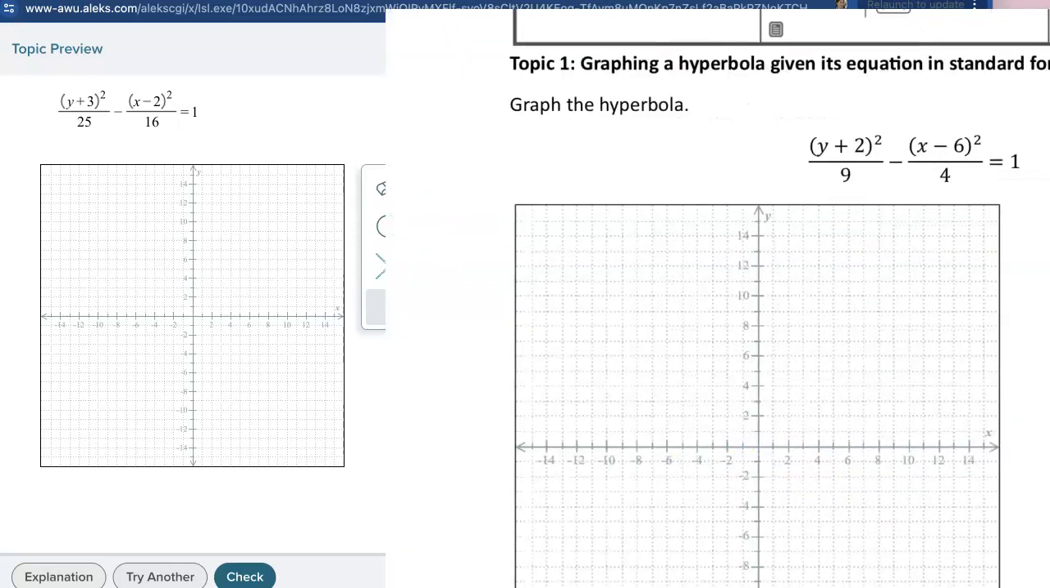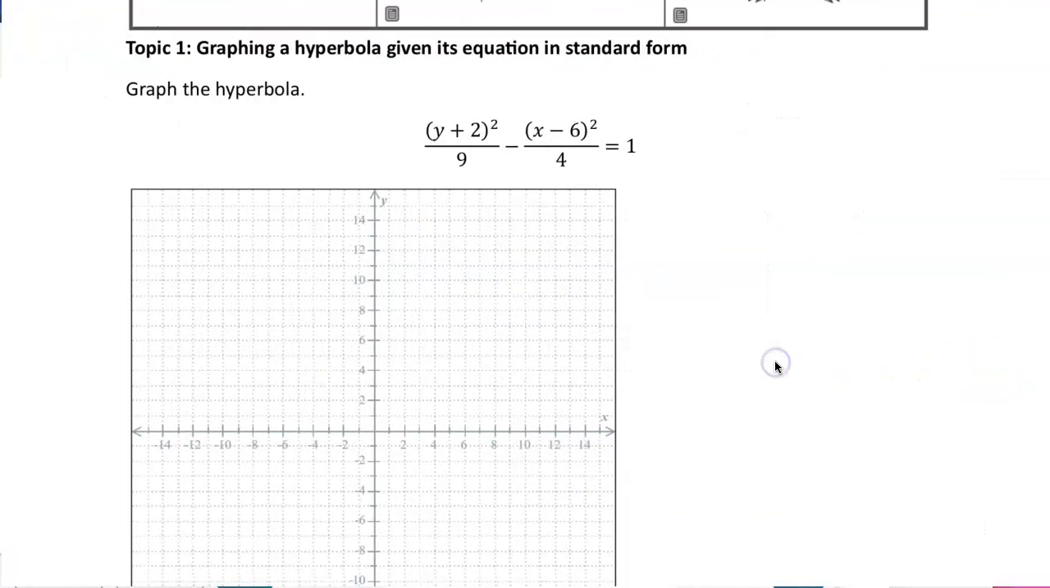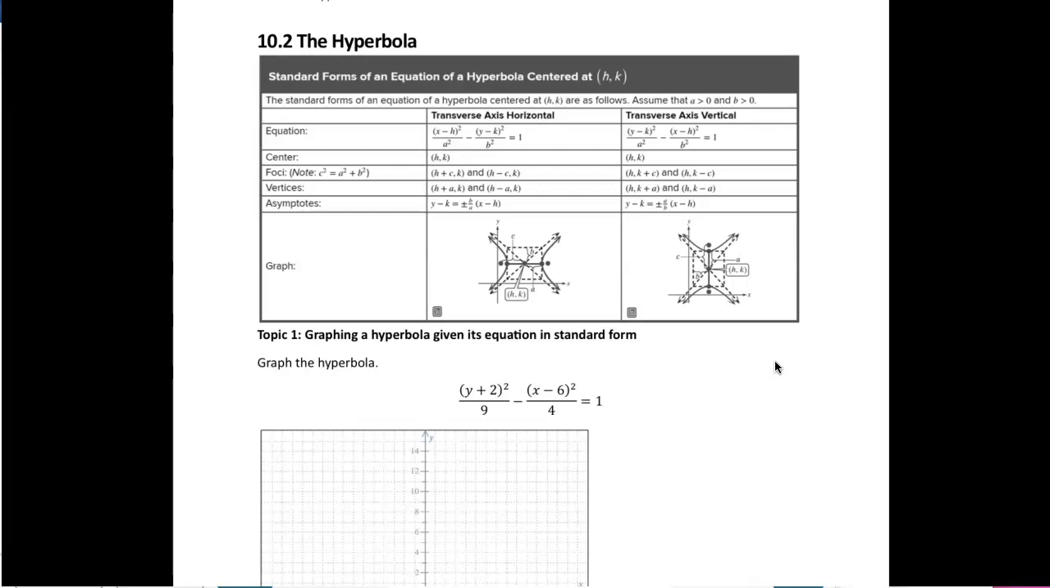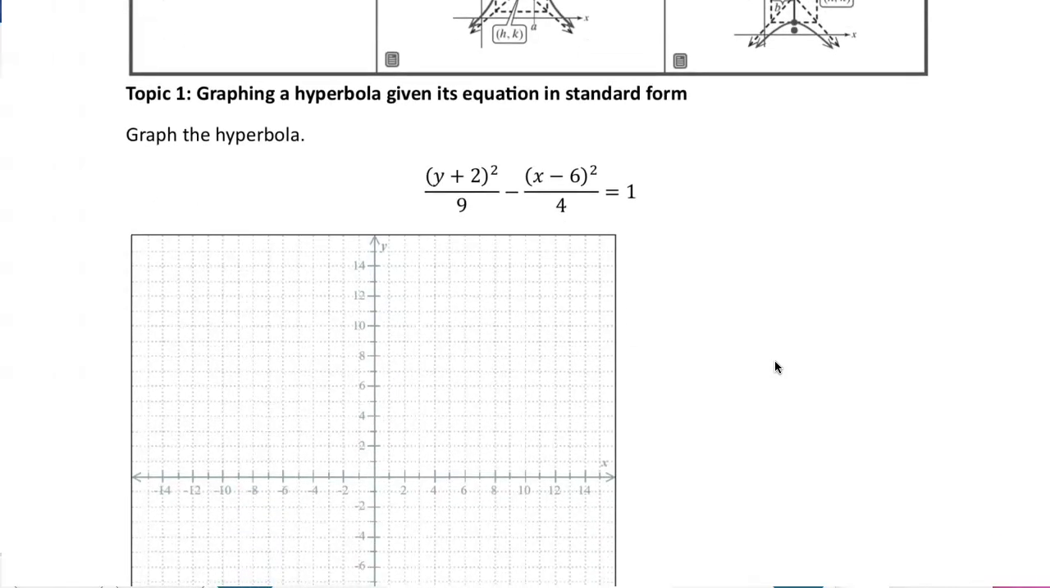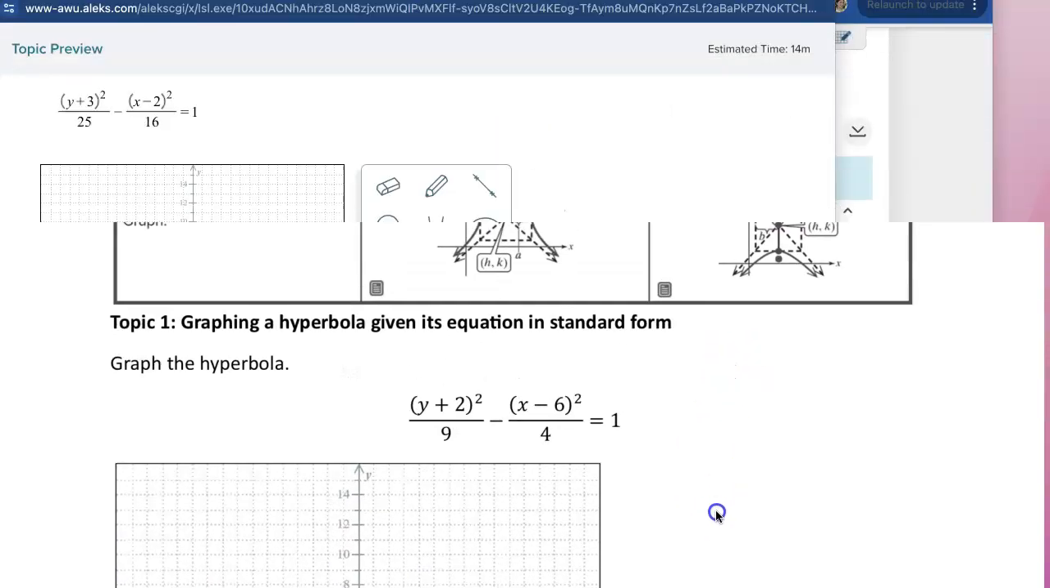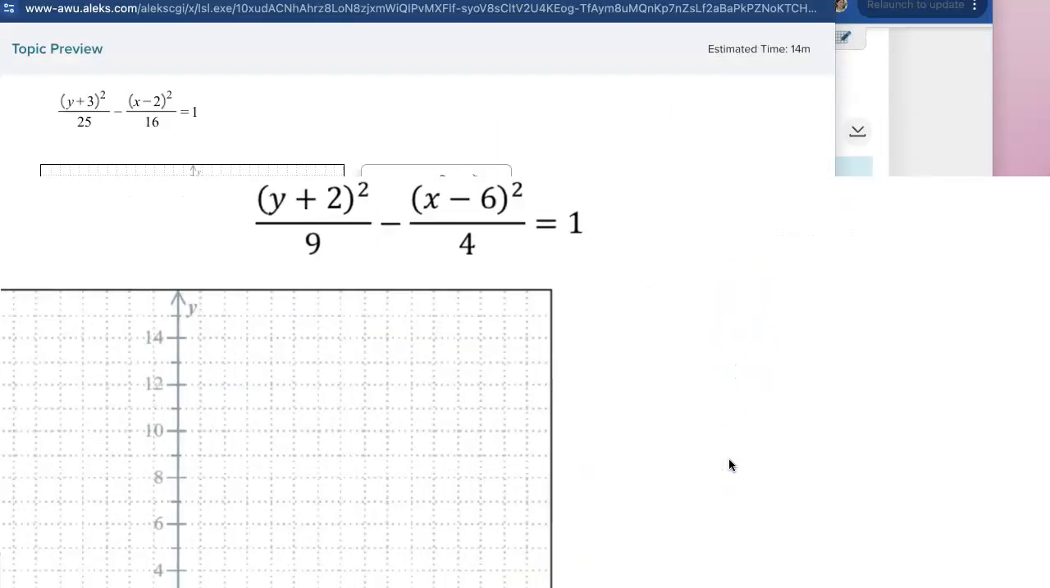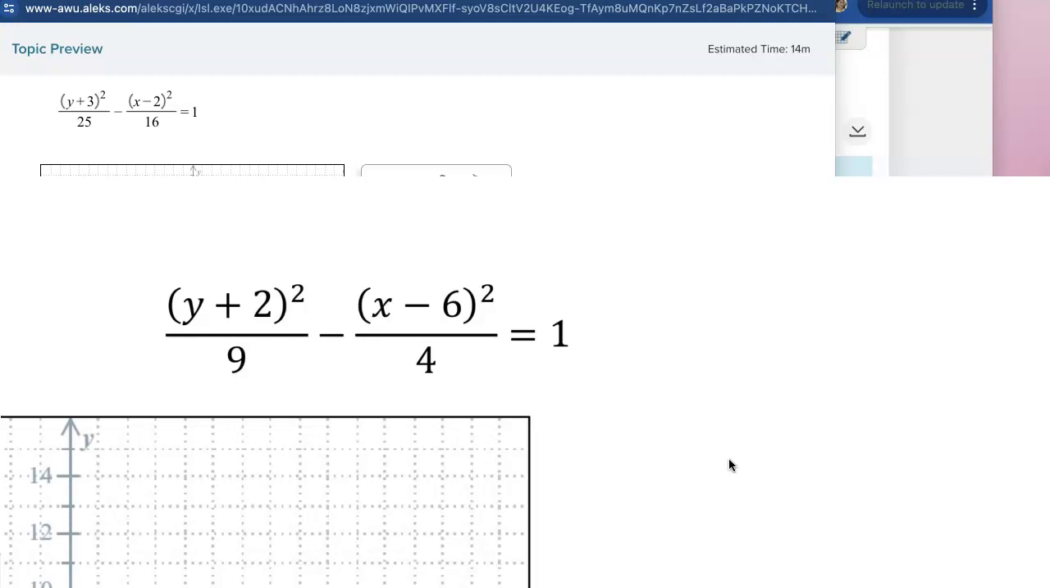I was going to go over this first example in section 10.2, hyperbola, which is a graphing problem, but I also want to show you how it looks in ALEKS. So I'm going to change my problem to this one that I just found. I opened your homework and this was the first topic.